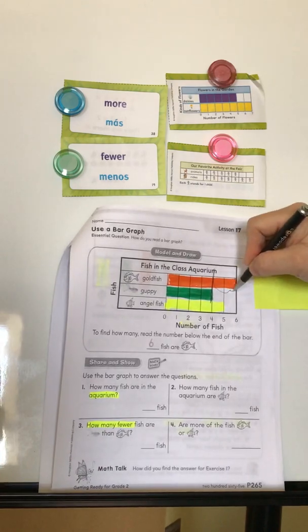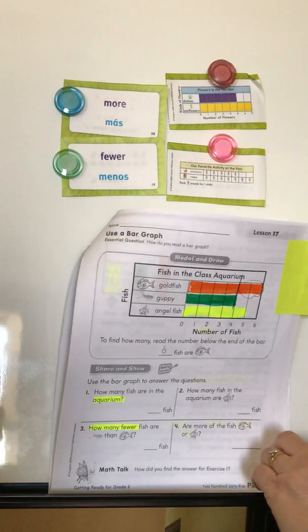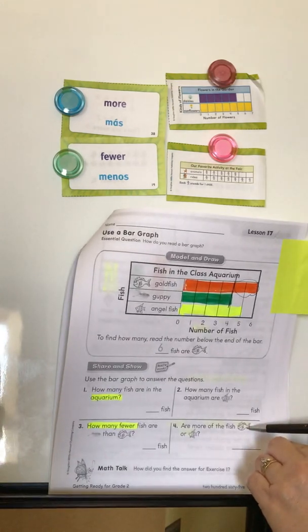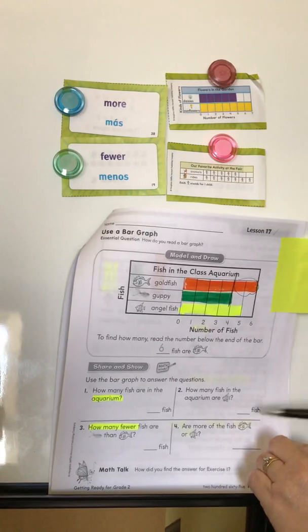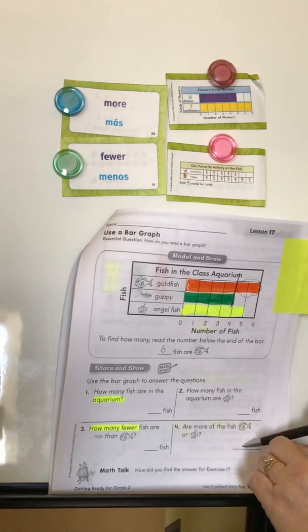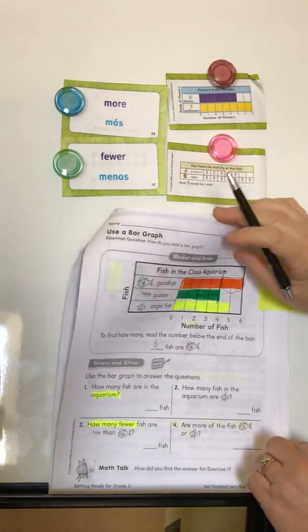So 1, 2. Are most of the fish goldfish or angelfish? So are there more goldfish or angelfish? You're going to write that fish name down here. If you don't know how to spell it, you look up here.